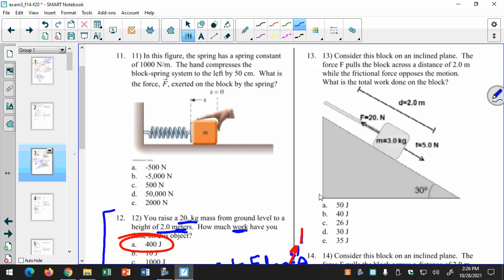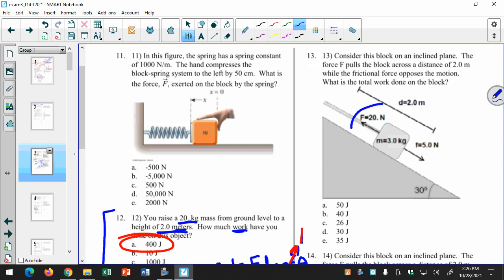This problem is asking, I have an inclined plane. Don't freak out. You're not going to have to rework the inclined plane because I actually give you the various forces that are at work. I have one force pulling up, and then I have another force that's pulling down. And I just want to know what is the total work done on the block.